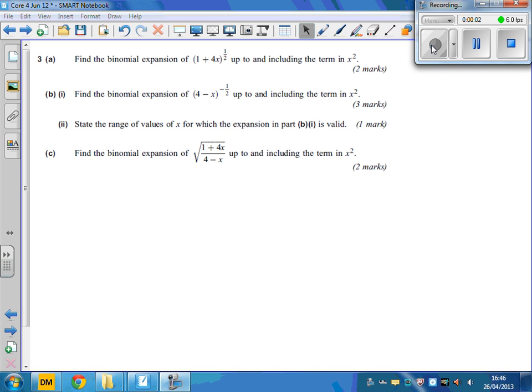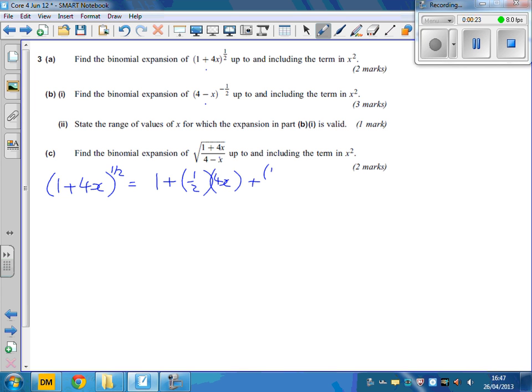June 2012 Core 4 question 3 is your binomial expansion one, and we've got two of them to do here, and then we're going to play about with it in the last part. So the first one, we've got a 1 at the beginning, so we're trying to be nice just to begin with, and we can just say, so that's 1, n, the power there, times the x, and then we've got n times n take away 1 over 2, and the 4x thing squared. Careful that it's going to be the 4 squared there as well.